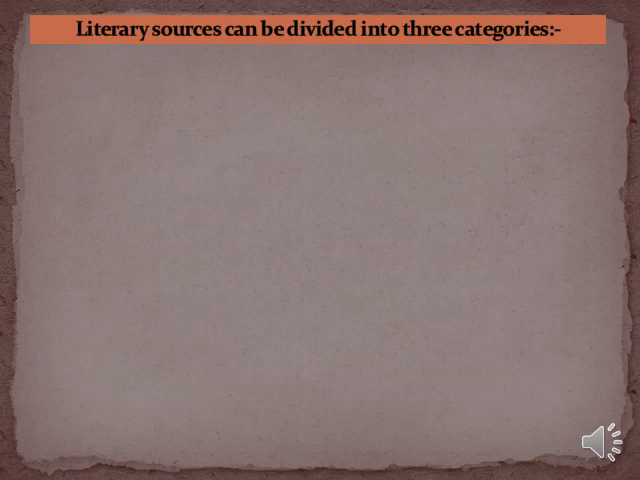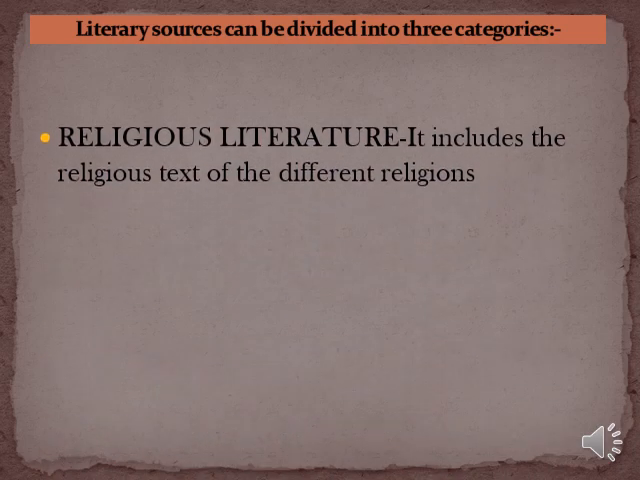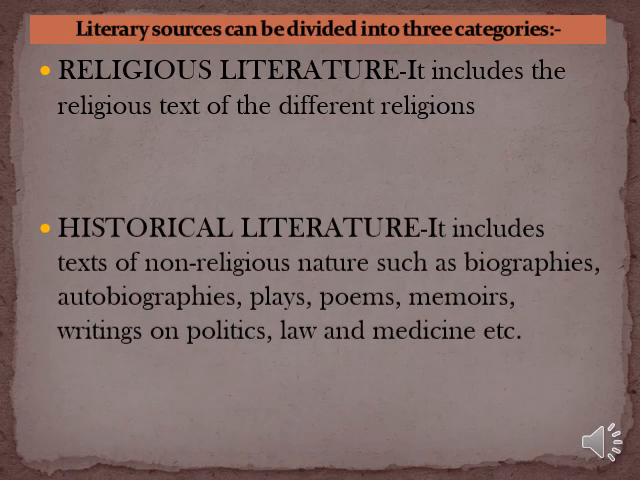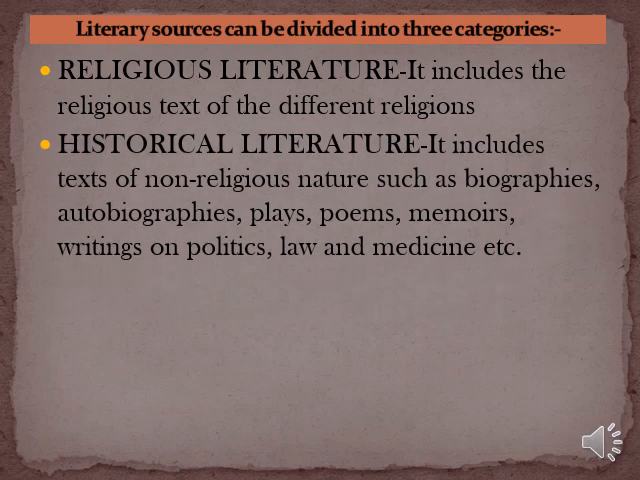Now we have literary sources. We have divided literary sources into 3 categories. That is religious literature. It includes the religious text of the different religions. Historical literature. It includes text of non-religious nature. Non-religious means which does not belong to any religion, any god, such as biographies, autobiographies of great leaders, plays, poems, memories, writings on politics. Politics means how they used to rule their power, what rules they used to follow, and medicines, etc.